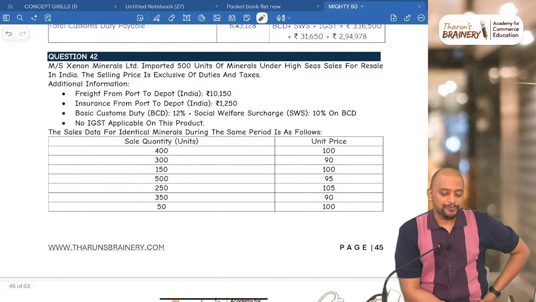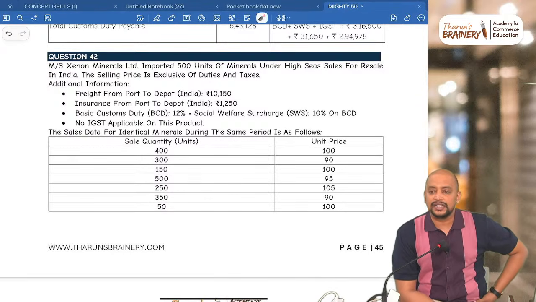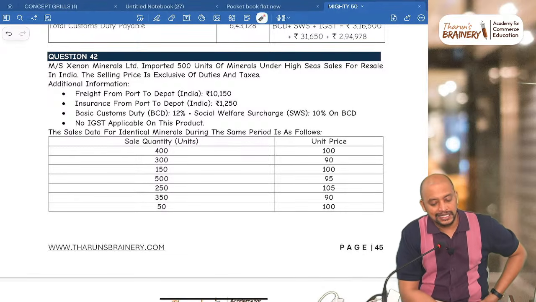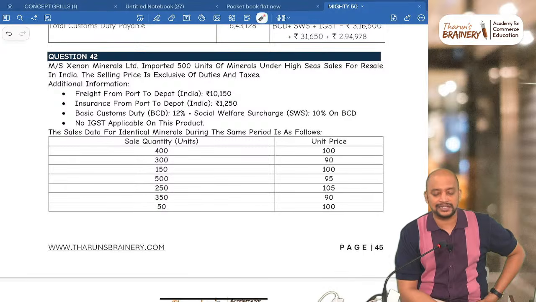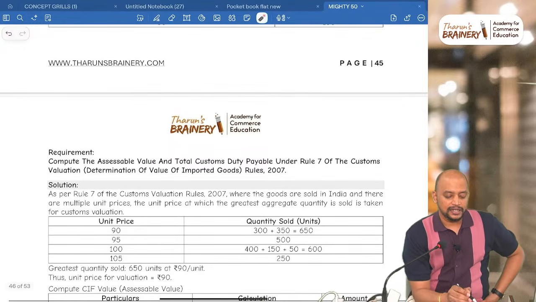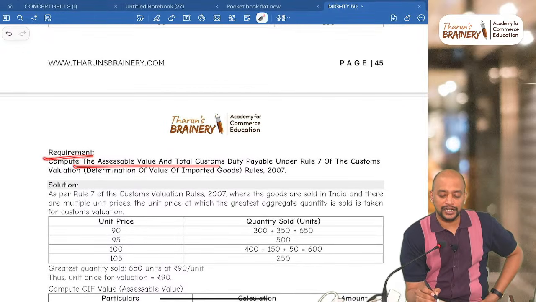Question number 42. Messrs. Xenon Minerals Limited imported 500 units of minerals under high sea sales for resale in India. The selling price is exclusive of duties and taxes. Additional information: freight from port to depot 10,150 and insurance from port to depot 1,250. Basic customs duty 12%, social welfare surcharge 10%. No IGST is applicable. The sales data for identical minerals during the same period is as follows. You are required to compute the assessable value and total customs duty payable under Rule 7.